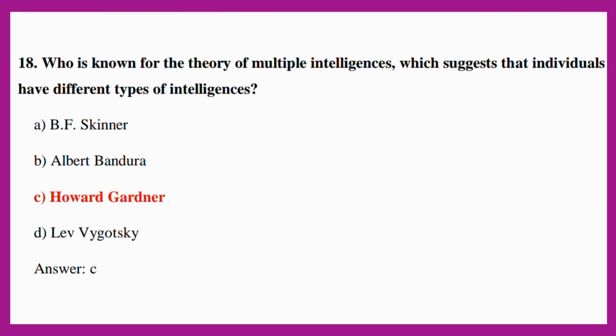Question number 18. Who is known for the theory of multiple intelligences, which suggests that individuals have different types of intelligence? Option A, B.F. Skinner. Option B, Albert Bandura. Option C, Howard Gardner. Option D, Lev Vygotsky. Option C is the correct option, Howard Gardner.